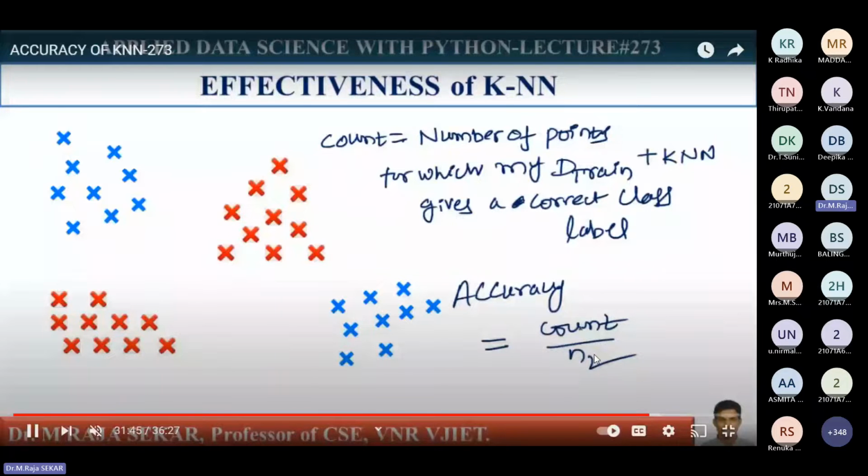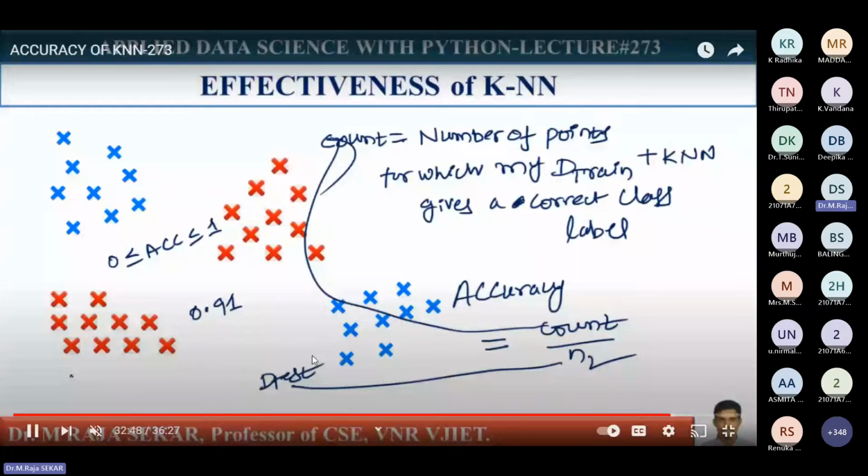The number of correct classifications. N2 means what? N2 is the size of the D test, isn't it? dtrain size is N1, D test size is N2. This is the total number of points. Accuracy is the number of correct classifications by the total number of points in D test. Actually, the accuracy always lies between 0 and 1, isn't it? This formula says in the worst case you will get 0, in the best case you will get 1.